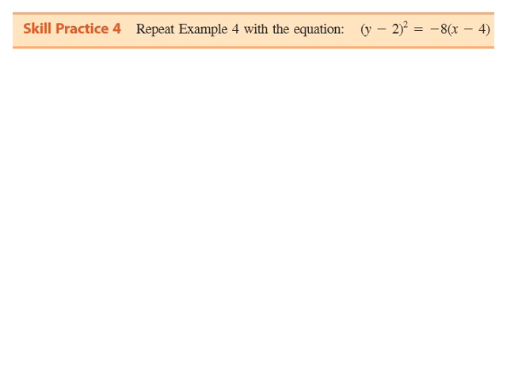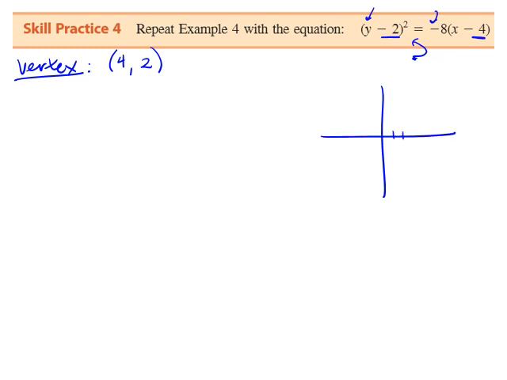Let's give this one a try. Okay, so looking at this, the y is squared, and we have a negative value here. So our graph should be opening to the left. Our vertex is at (4, 2). So we can go ahead. This is just going to be a brief sketch. So that will be here. All right.